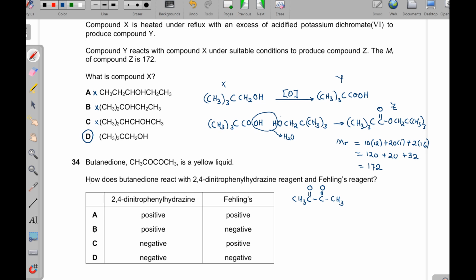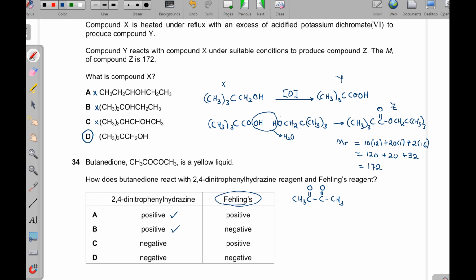It's a yellow liquid. How does butanedione react with 2,4-dinitrophenylhydrazine and Fehling's reagent? The fact that this one has a carbonyl here and here means it is going to give a positive test with 2,4-dinitrophenylhydrazine. That means I will look at this and this.